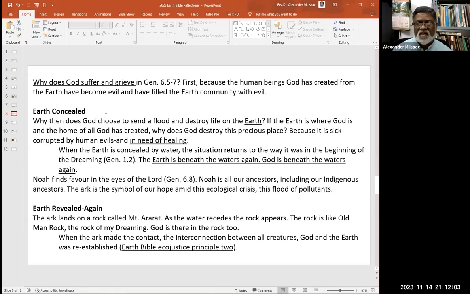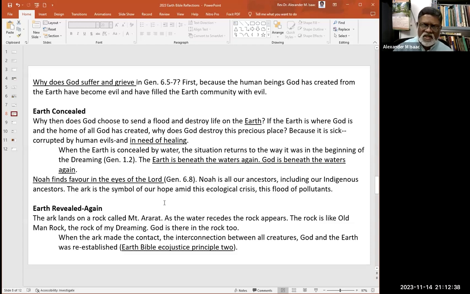Noah is all our ancestors, including our indigenous ancestors. The ark is a symbol of our hope amid this ecological crisis, this flood of pollutants. And he says, earth is revealed again. The ark lands on a rock called Mount Ararat. Many archaeologists have found some place called Ararat, Mount Ararat, where they assume the ark landed on a rock. But there is a mountain called Mount Ararat.